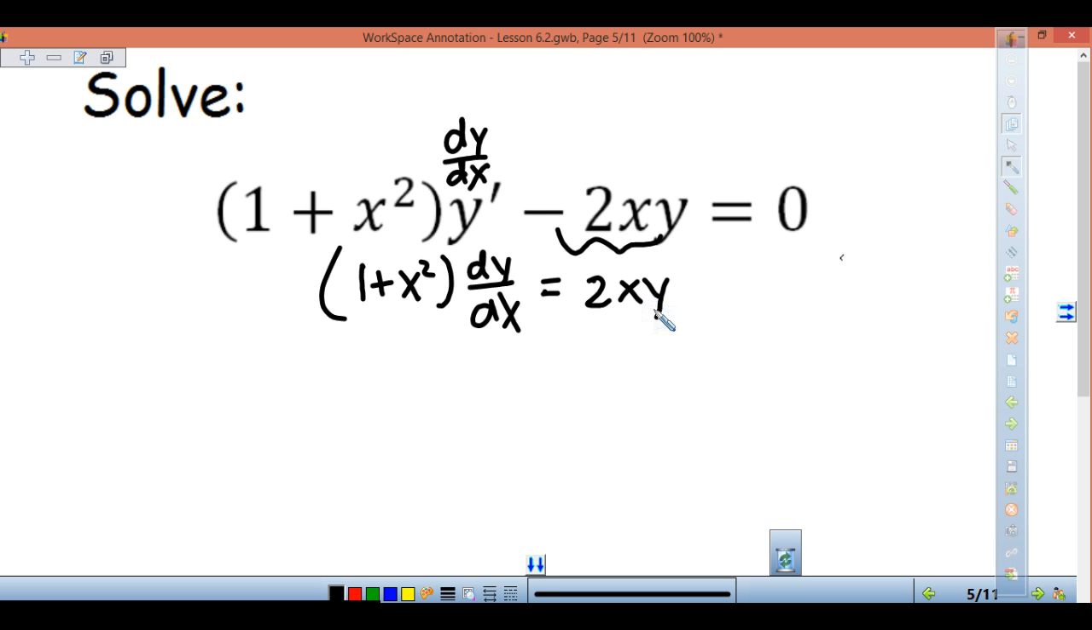All right, so when I separate, again, I want to keep y on this side. So I'm going to keep y over here. I would have to divide by y on this side. The x's will stay over here, and then I would have to divide by this whole quantity over here. Oops, 1 plus x squared.